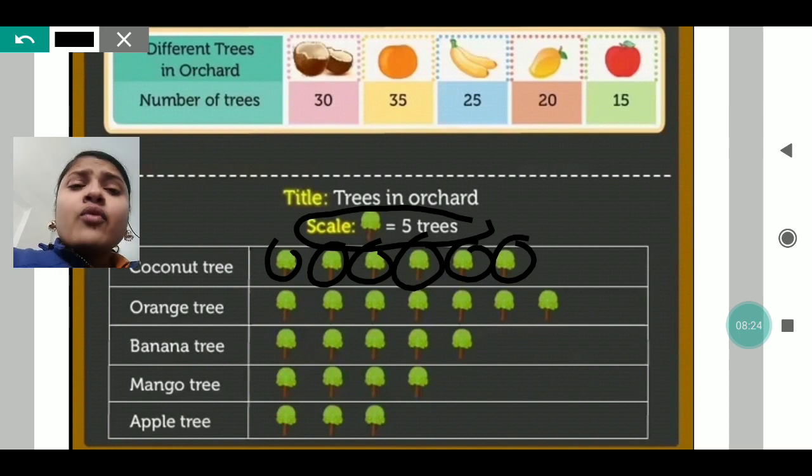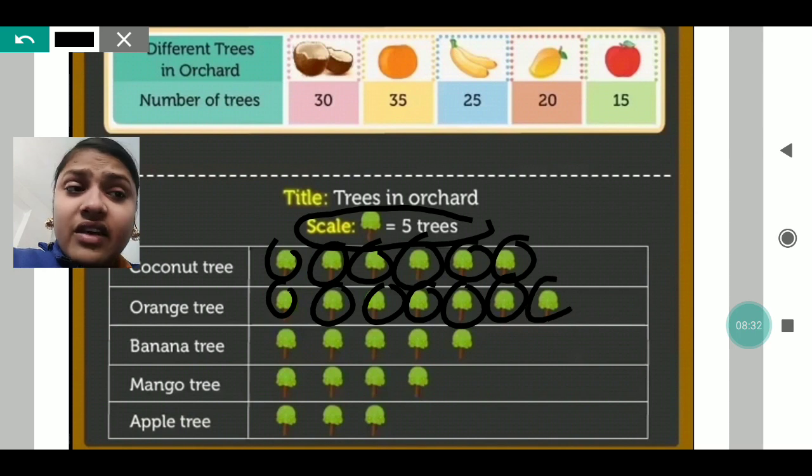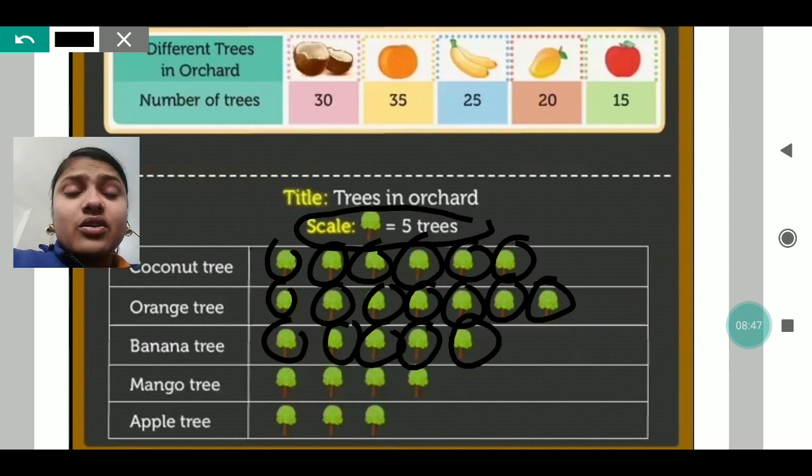In the same way, for representing oranges, we have drawn 7. 1, 2, 3, 4, 5, 6 and 7. How many trees have we drawn? We have drawn 7 trees. In the same way, for representing bananas, we have drawn 5 trees. 1, 2, 3, 4 and 5. There are 5 trees, because a total of 25 trees are there and one tree is representing 5. So accordingly we will make.